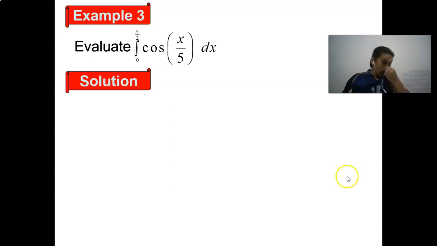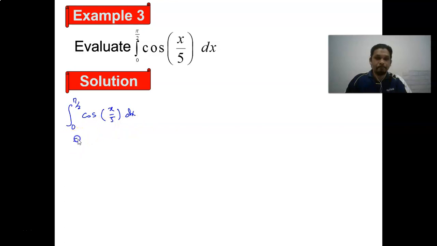Okay, evaluate this one here, from 0 until pi over 2, cos x over 5 dx. Integral of cos, differentiate cos, negative sign. Integral cos, they give you sine x over 5. And then differentiate x over 5, come up with 1 over 5. 1 over 5 here, bring up here, come up with 5.